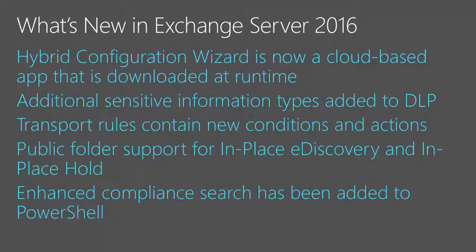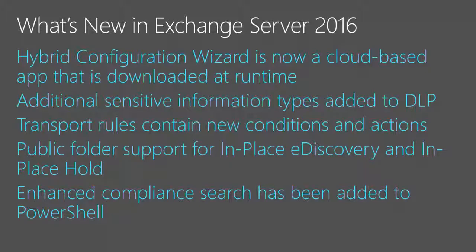We've also added additional sensitive information types into DLP. A sensitive information type is something like a driver's license number, credit card number, passport number, those kinds of things. We now have in Exchange 2016 more than 80 predefined sensitive information types that you can use with DLP or with e-discovery searches or searching across SharePoint, OneDrive, or Exchange 2016 as well.